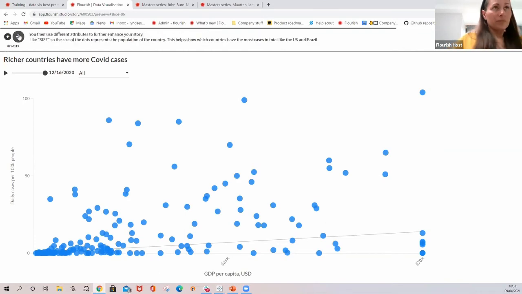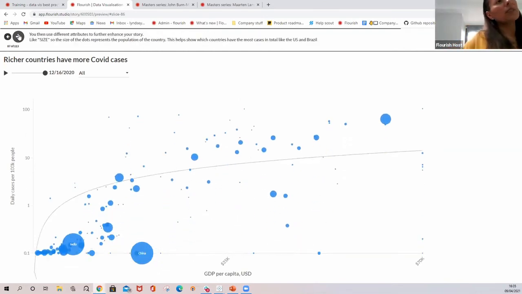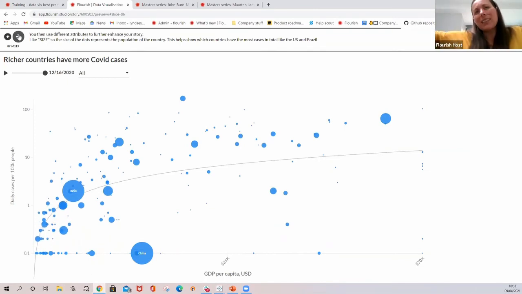And then we've gone back to a log scale because it looks nicer, and that's what the customer wanted. But you can then use different attributes on this scatter chart to enhance your story. So now, instead of having the dots all one size, we've decided to use the size of the dots to represent the population of the country. And this helps show which countries have the most cases.